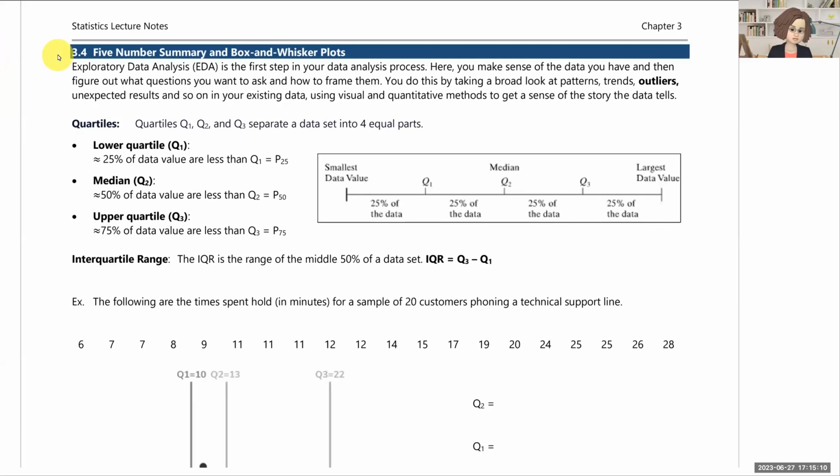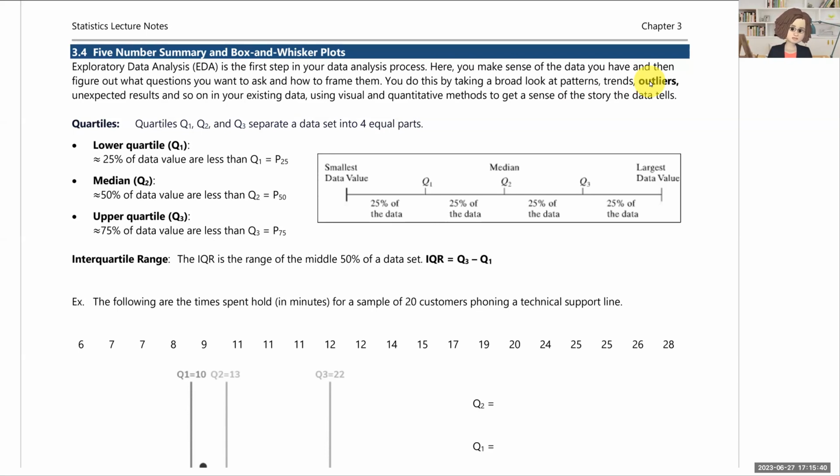Welcome. In this section, we're going to take a look at what is called a 5-number summary of a data set, and then learn to graphically display that information using what's called a box and whisker plot. All of this is part of exploratory data analysis, which is our first step in trying to see what kind of story the data is trying to tell us. So we look for patterns or trends, and we'll return to the idea of outliers as well.